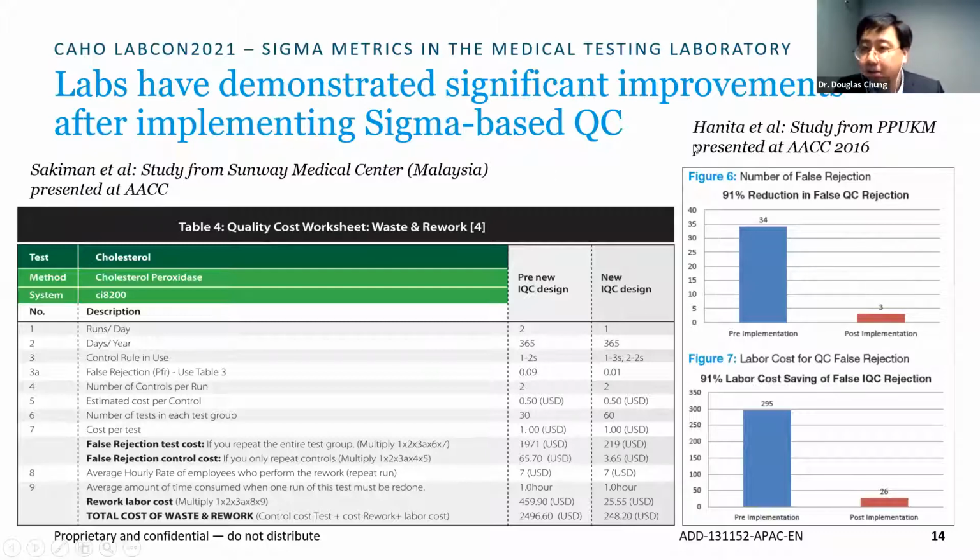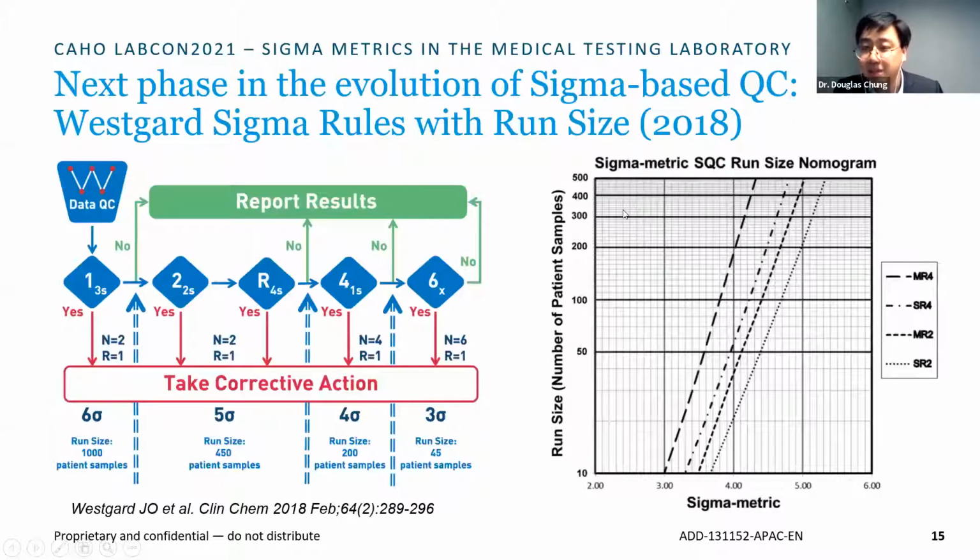This is the next evolution here. In 2018, the Westgard Sigma rules were complemented with the run size calculations that Westgard was able to integrate with the latest research. You see that now with Six Sigma, there is an official recommendation that for Six Sigma assays, you can run QC every 1,000 patient samples. For 5 Sigma, every 450 patient samples, and all the way down at 3 Sigma, you need to run QC every 45 patient samples, right?